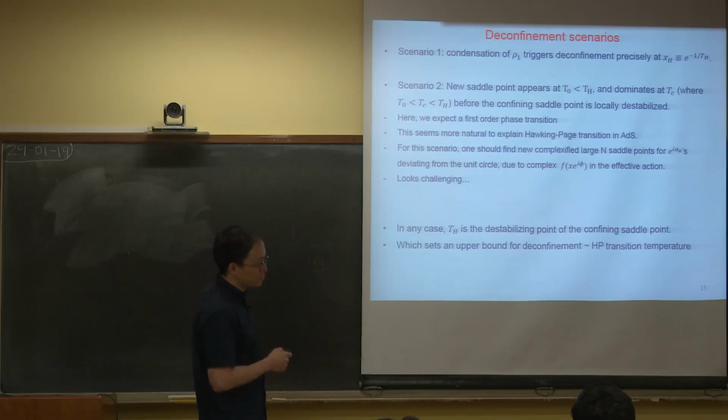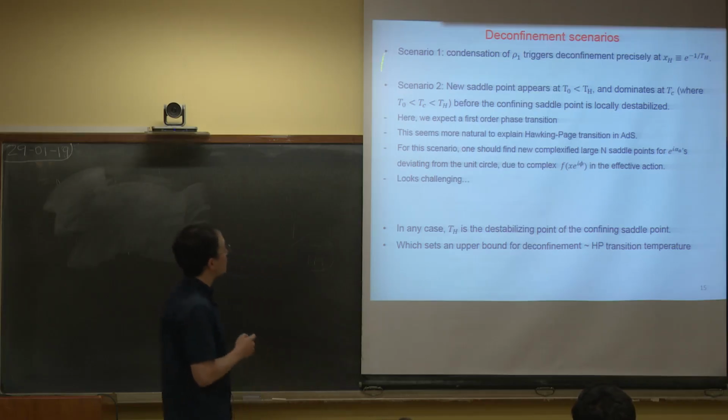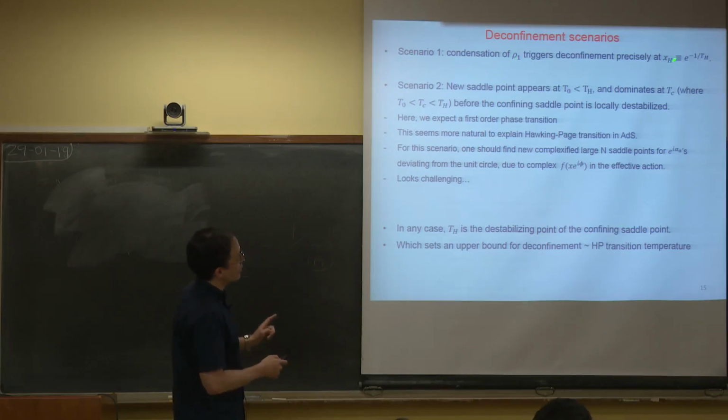So what could actually happen for the deconfinement transition? One has to do more difficult calculation, but one can think of two scenarios. One can think of a first scenario where the condensation of rho 1 at this temperature that I've computed actually triggers the deconfinement transition. That is one possible scenario.